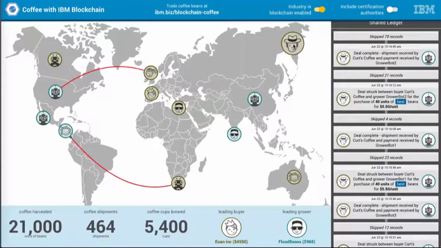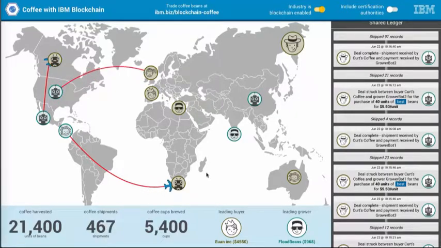Okay, so far we've had lots of coffee being traded, and there's still coffee being traded. We can see that our number of units of beans is 21,200. We've had already 466 shipments, 5,400 cups of coffee have been brewed. So we're doing pretty well, not too bad.